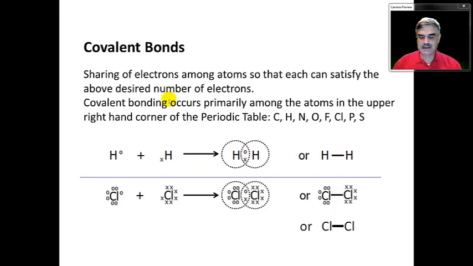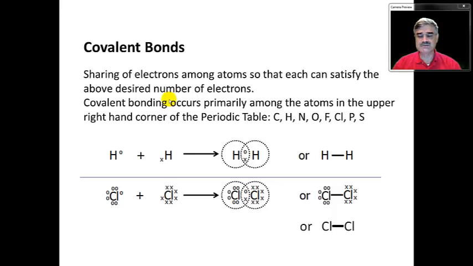Now, covalent bonding is a type of bonding in which the two atoms that are going to bond together have a similar affinity for electrons. They usually also have a similar size. And they decide to share electrons between them rather than having an electron transferred from one species to the other, as happens in ionic bonding.